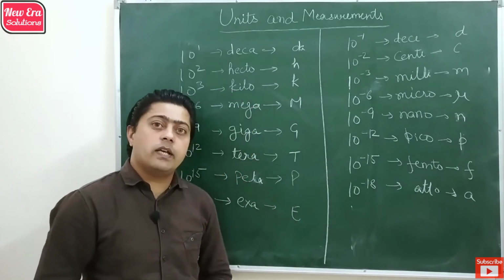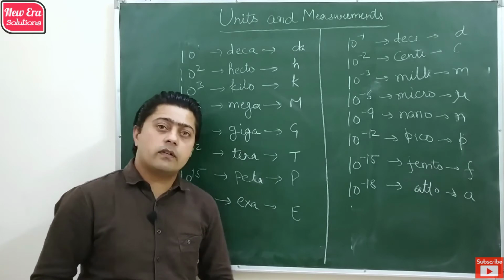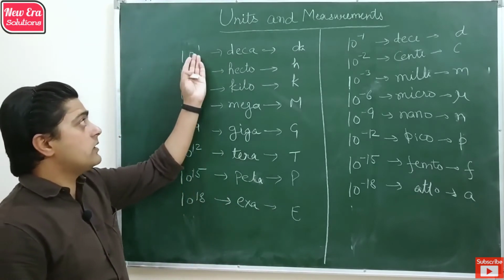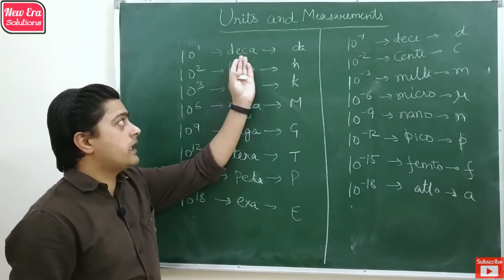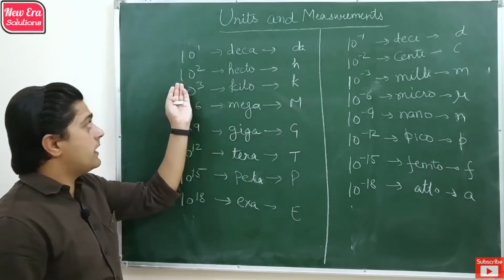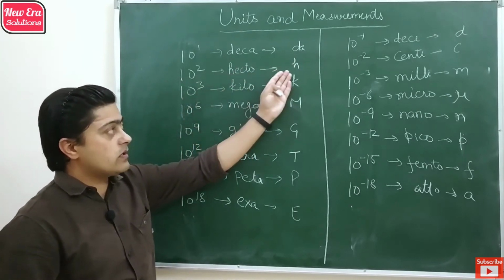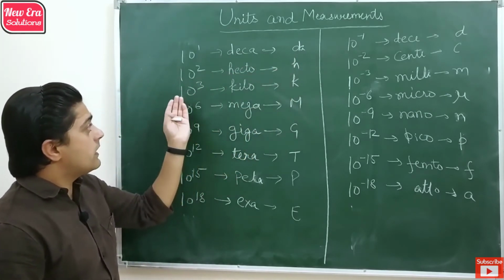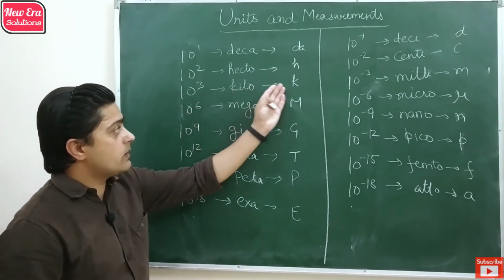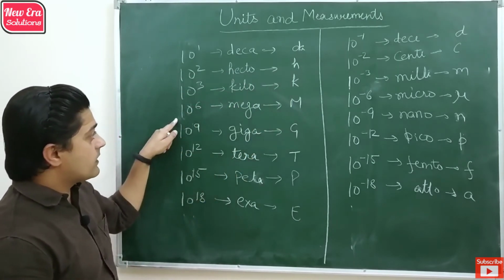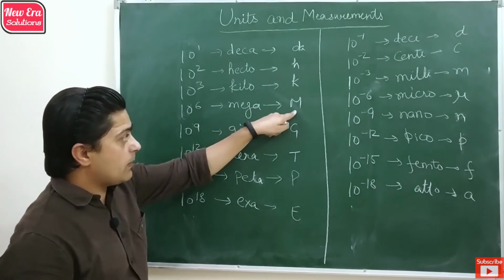So first of all we have the higher powers of 10, that is 10 raised to power 1. It can be replaced by deca, symbol DA. Second, 10 raised to power 2 is replaced by hecto, symbol H. Third, 10 raised to power 3 is replaced by kilo, symbol small k. 10 raised to power 6 is replaced by mega, symbol capital M.